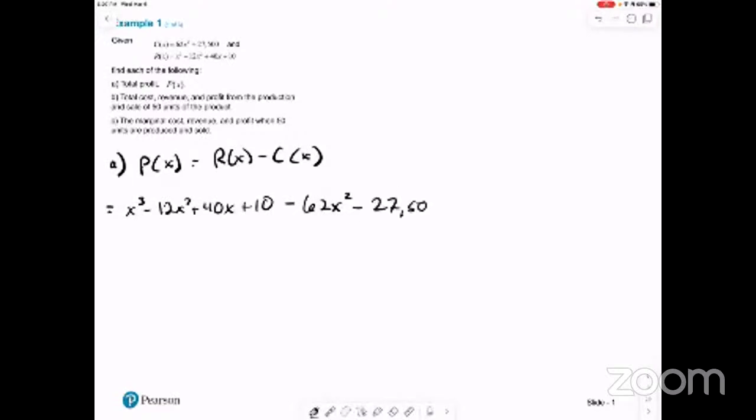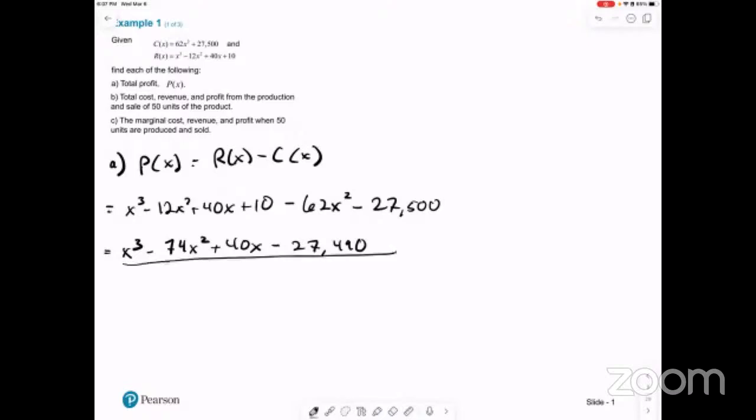27,500. Okay. So then if we simplify this, we get x cubed, 62, 72, 74. So a negative 74x squared plus 40x. What is that, 490? Negative 490. So negative 27,490. Okay. So for part A, this is our profit function. So if we produce and sell x items, the profit generated is going to be given by this.